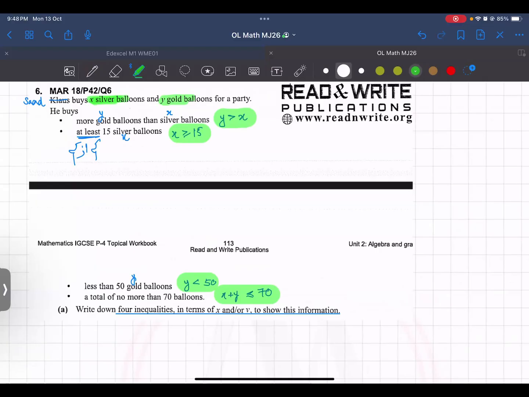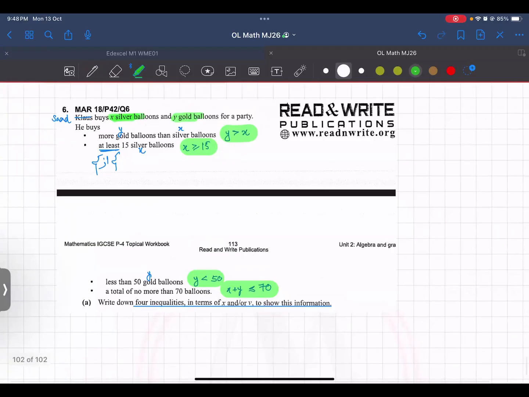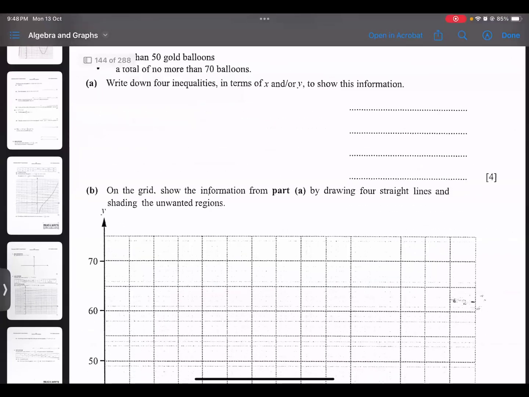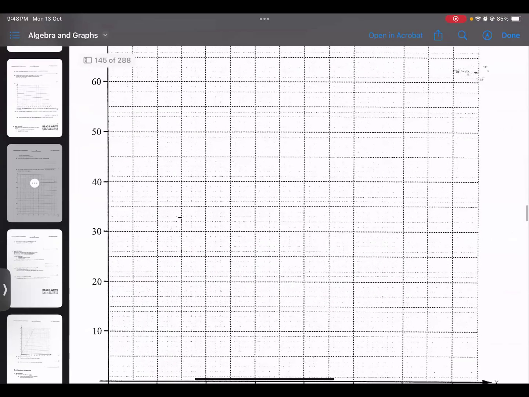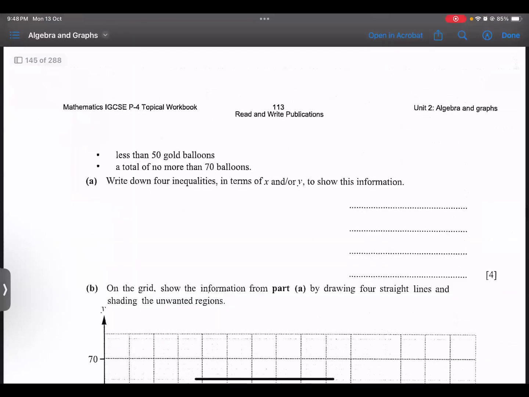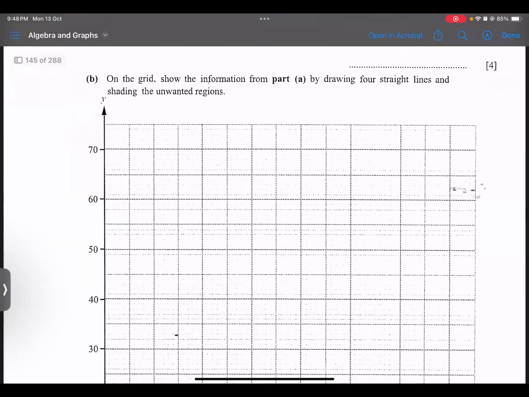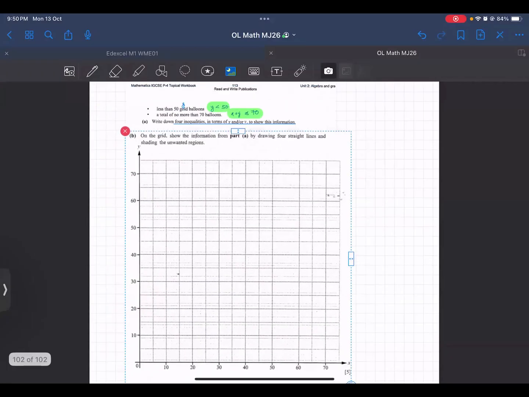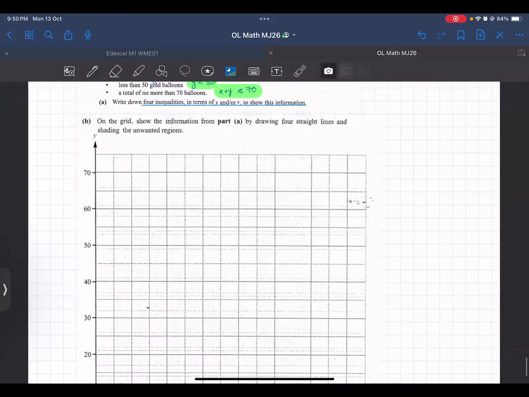Any questions, anyone? All good? No sir. Then we have to draw all of these on the same sketch. Sir, were we supposed to form the equations together or write them separately? Separately, look. They have given you 4 lines. They are asking you to show the information from part A by drawing 4 straight lines and shading the unwanted region.